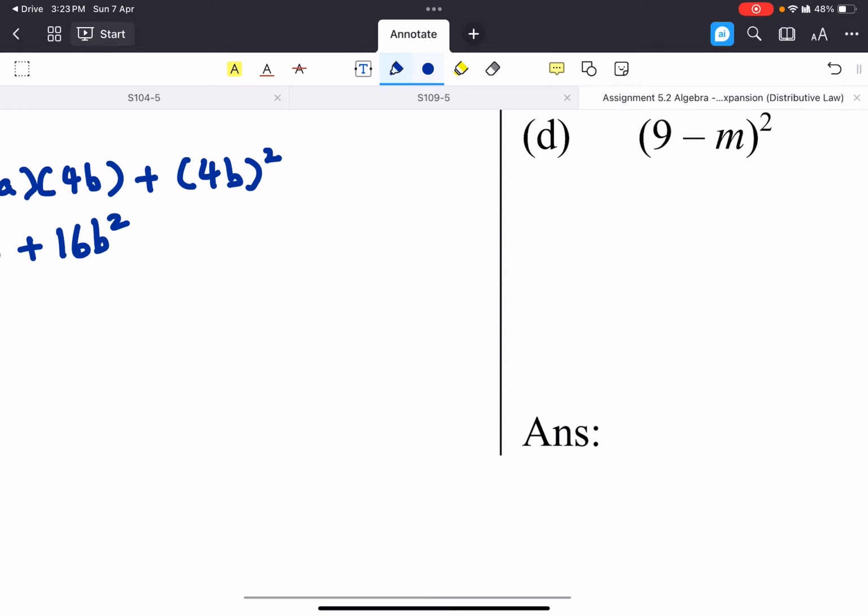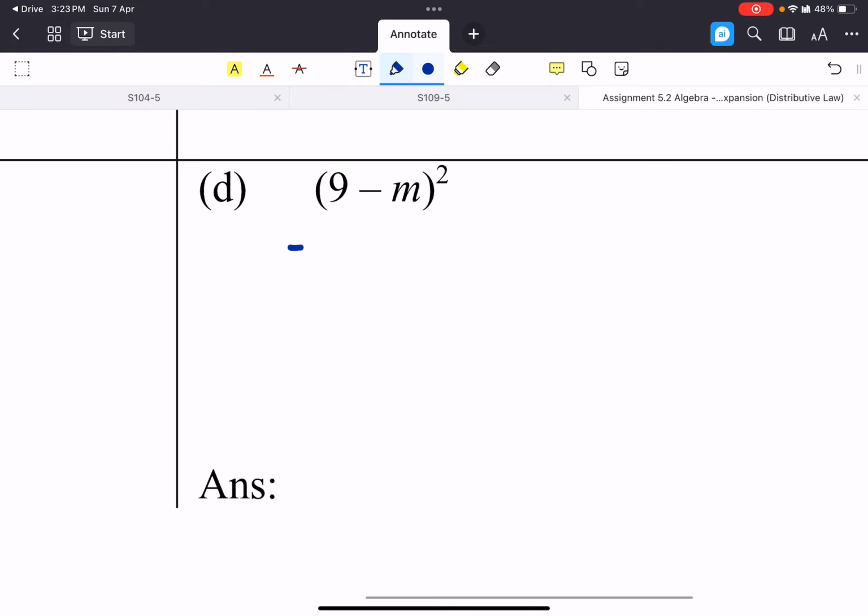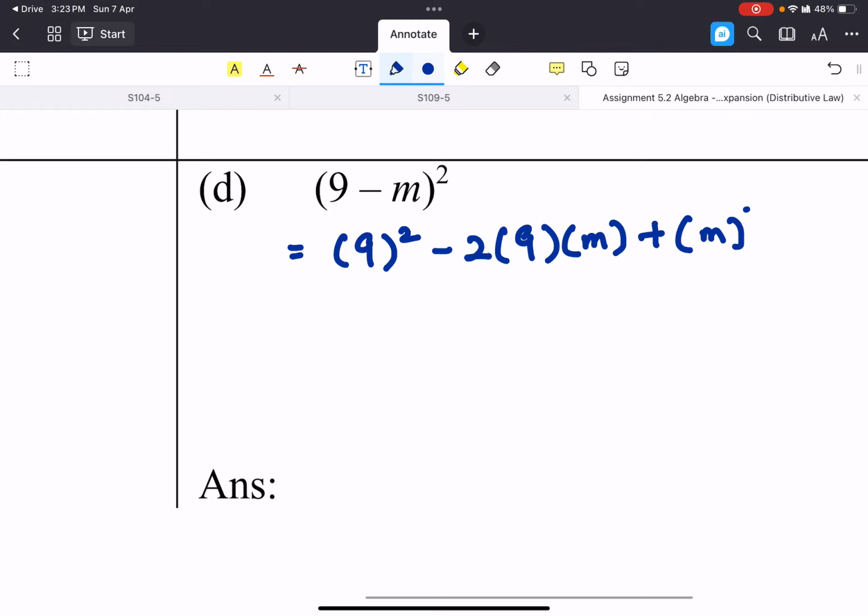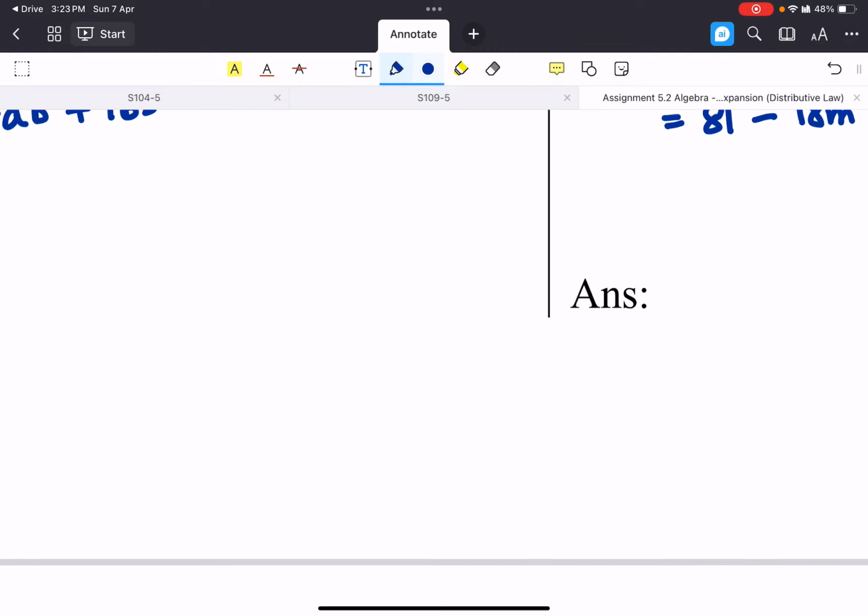Okay, example D, similarly we will apply the quadratic identity. So this is 9 squared minus 2 times 9 times m plus m squared, which will result in 81 minus 18m plus m squared. Okay, moving on to question 4.